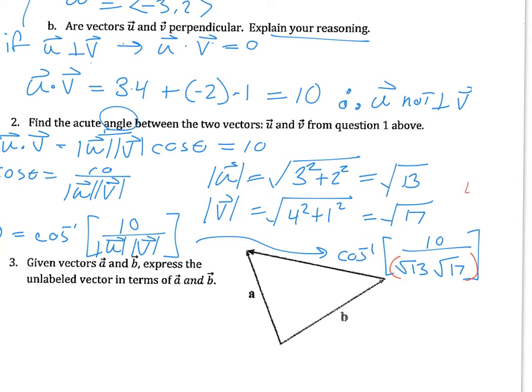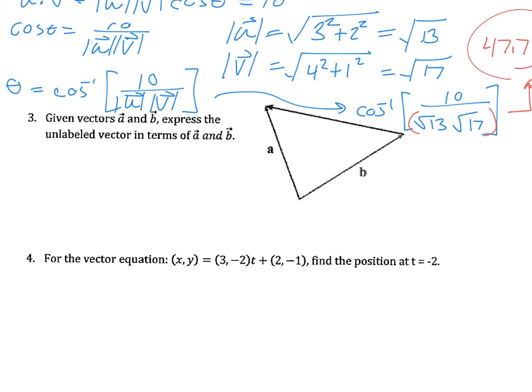And that's inverse cosine? Inverse cosine, yep. You mean the inverse cosine of 10 over root 13 times root 17 is 47.7? Yep. So we're evaluating this, taking the inverse cosine of it, and that gives us 47.7 degrees. And that's admittedly not a lot of room to do that question in.